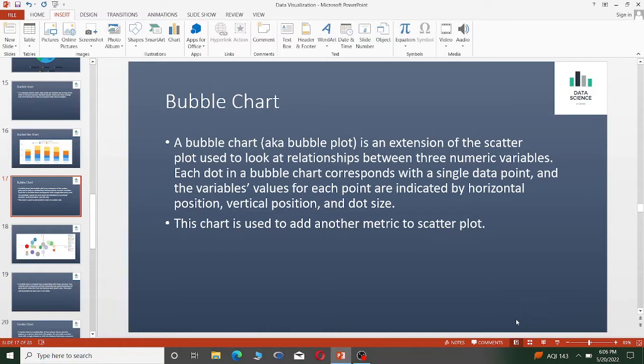Actually, the scatter plot is another plot that is used to show the relationship or the distribution of two quantitative variables. But what if we have another quantitative variable also associated with these two quantitative variables? Then there comes the bubble chart. Why a bubble chart? Because here we can add three numeric variables. Let me show you how.